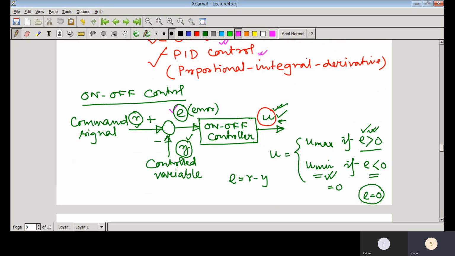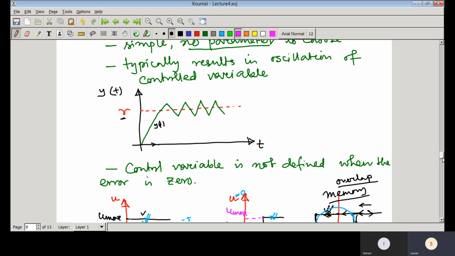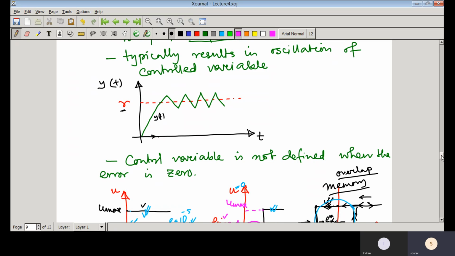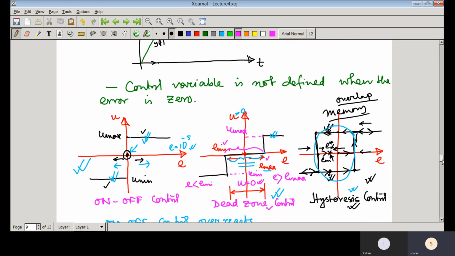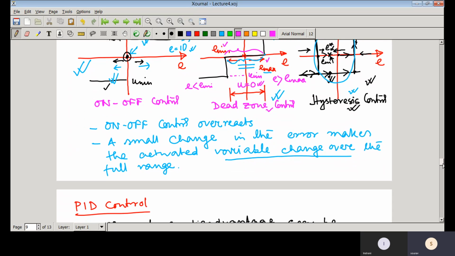In the on-off controller, you know that the control input is generated based on the error signal, but there are some disadvantages. One of the main disadvantages is that the control output is a little bit oscillatory, and there are other types of control strategies. One is dead zone, another one is hysteresis. In dead zone control, we allow some dead zone, some band, and in hysteresis control, we allow an overlap.